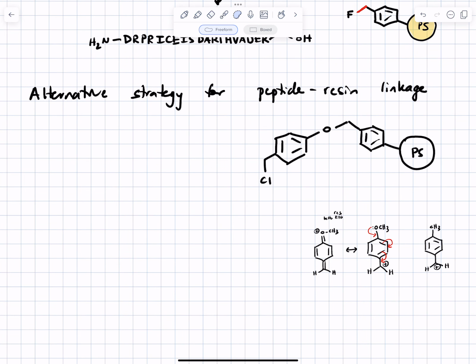This is a modified resin. It's still basically the Merrifield resin, but it's got this new linker on it. And the new linker I'm going to highlight in pink. The key features of the linker are we still have the benzylic chloride that's a leaving group, but now we have this para, it's not a methoxy group, but it's this para alkoxy group that can act as an electron donating group.